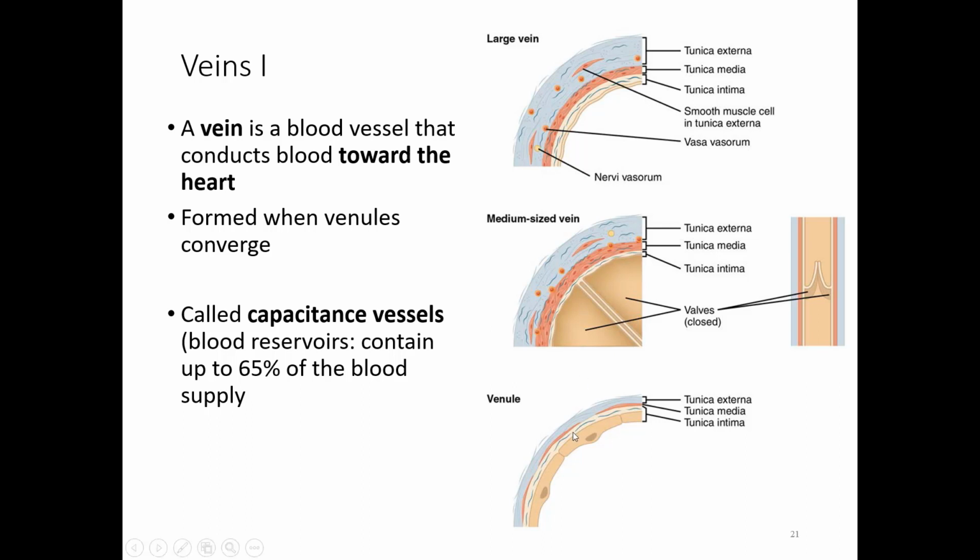Mid-sized veins are larger than venules, and the general definition for a vein is a blood vessel that conducts blood toward the heart. That's what they do. And veins are formed when venules converge. Veins are also called capacitance vessels or blood reservoirs because they contain about 60 to 70% of blood supply at the time. So that's a mid-sized vein right here.